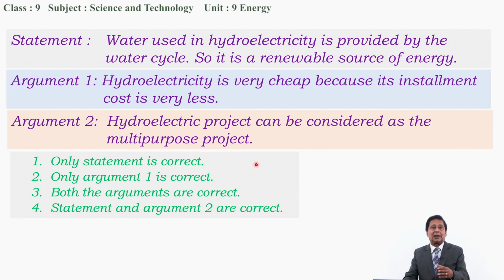The used water can be used again for irrigation, it can be used again for fishery, it can be used again for making water kingdom, different water kingdom. So this is a multi-purpose project. This point is correct. Argument 2 is correct. So statement and argument 2 both are correct, and it is given in option number 4. This is the correct option.